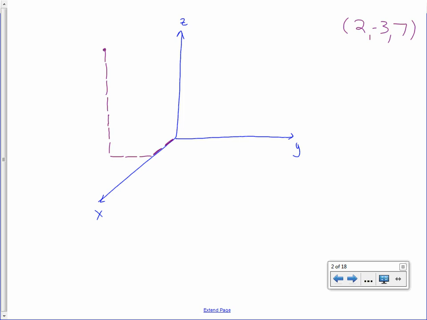Ta-da! That's the point (2, -3, 7). So 2 is x, -3 is y, and 7 is z. Now, first of all, if I don't leave a path, do you guys get this point? I have no reference of what you did. Without a path, I'm like, yeah, I put it there. How did you get there? But even this isn't that great. It's hard to still see the 3 dimensions.